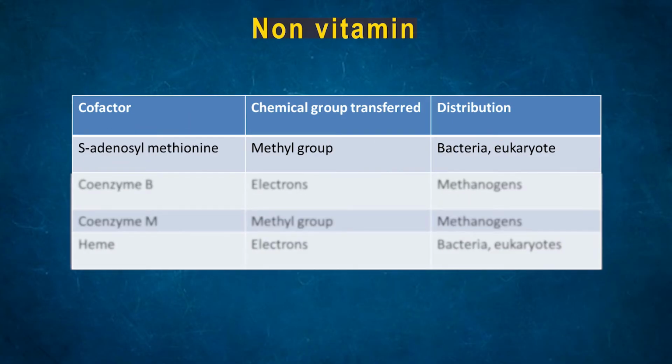There are some non-vitamin parts that, along with the enzyme, can act as coenzymes. S-adenosyl methionine transfers a methyl group and is found in bacteria and eukaryotes. Coenzyme B, which transfers electrons, is found in methanogens. Coenzyme M, which transfers methyl groups, is also found in methanogens. The heme group, which transfers electrons, is found in bacteria as well as eukaryotes.